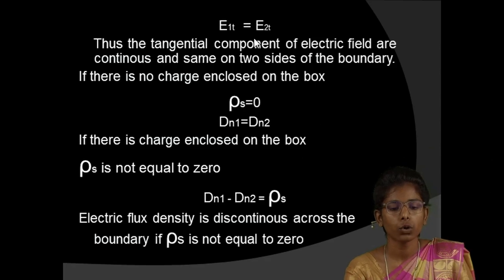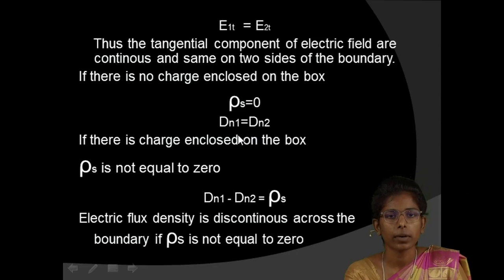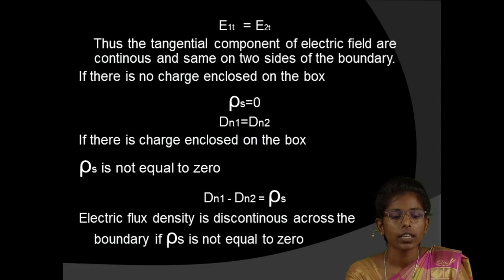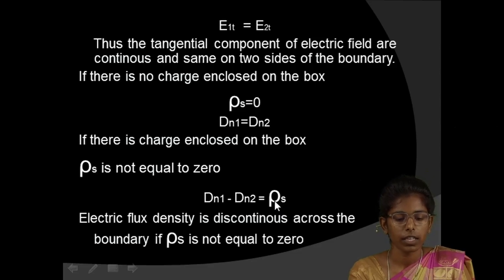If there is no charge enclosed in the box, rho s is equal to 0. Rho s is nothing but surface charge density. So DN1 is equal to DN2. D is nothing but the displacement vector. If there is charge enclosed in the box, rho s is not equal to 0, and DN1 minus DN2 is equal to rho s. The electric flux density is always continuous across the boundary if rho s is equal to 0.